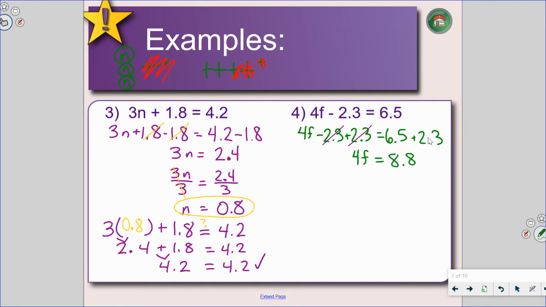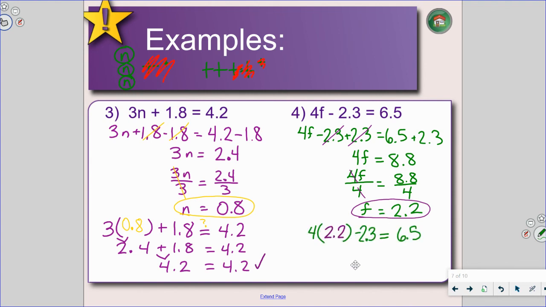Meanwhile, 6 and 5 tenths, 2 and 3 tenths, add those together. But I don't want to know what 4 F's are, so let's split it up. Let's divide both sides by 4. Naturally, 4 F's divided into 4 parts is a single F. 8 and 8 tenths divided into 4 parts is 2 and 2 tenths.